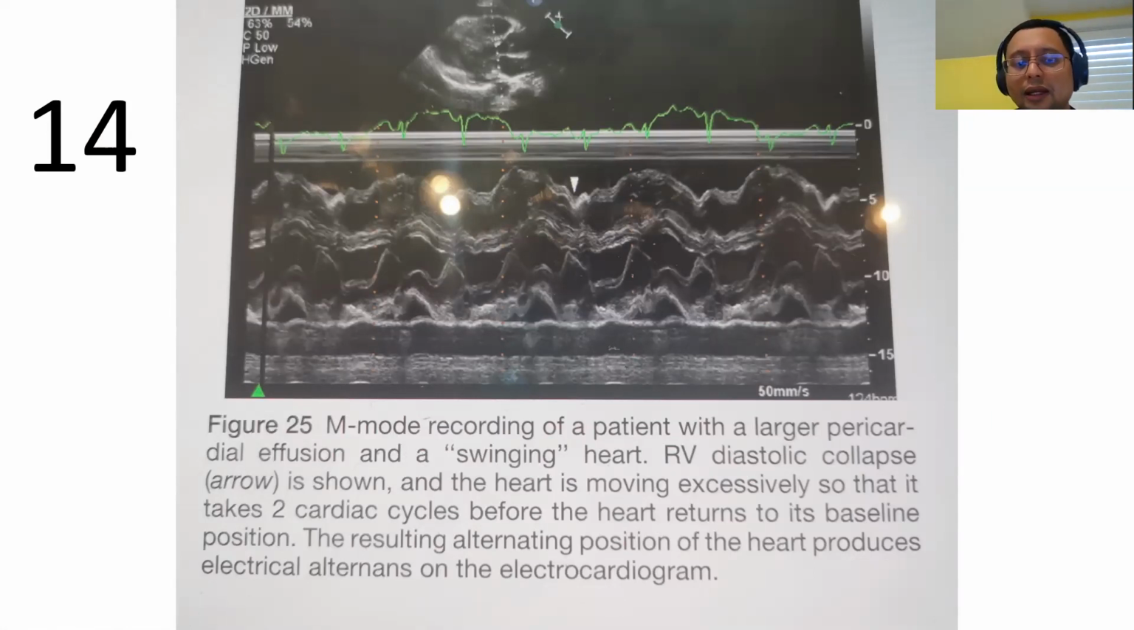How do I know that? Because you can see the mitral valve also follows the movement. You can see the mitral valve go down, go up, go down, go up. So if you have a big pericardial effusion, the heart will move like this, like a swinging heart. As it goes near to the heart wall, it goes back, it goes near, it goes back. So this is also the basis of the electrical alternans that you have in pericardial tamponade. Big QRS, small QRS, big QRS, small QRS.